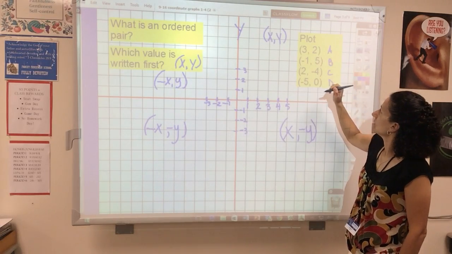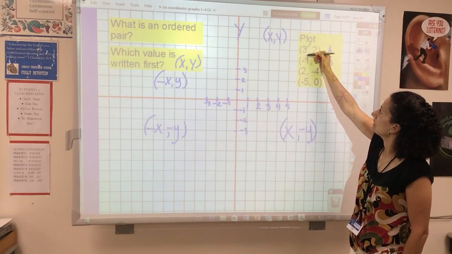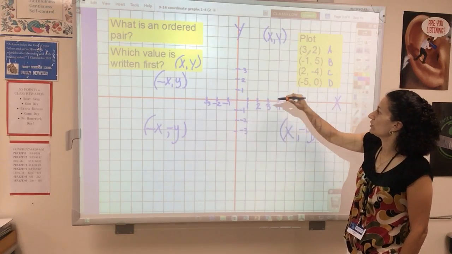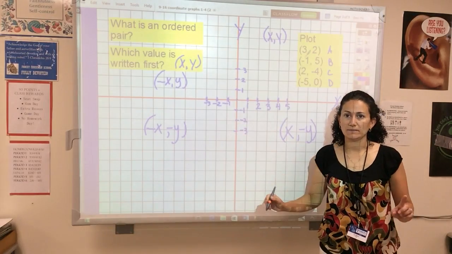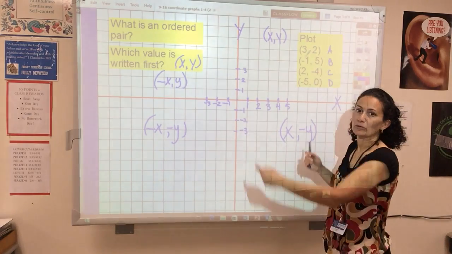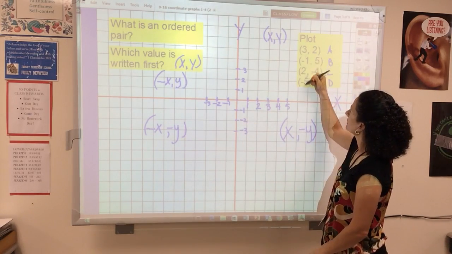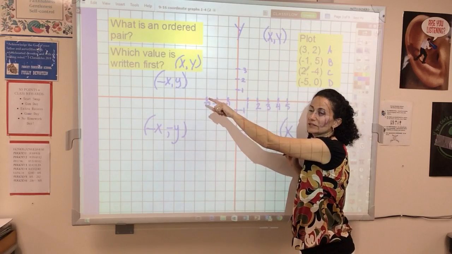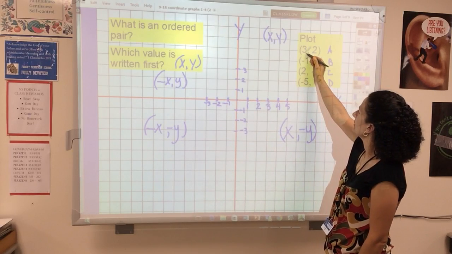All right, (3, 2). This tells me the first number only ever tells me to go right or left, okay? If it is positive, I'm going to go right. If the first number is negative, I'm going to go left. So let's try that. So this is telling me to go right 3.